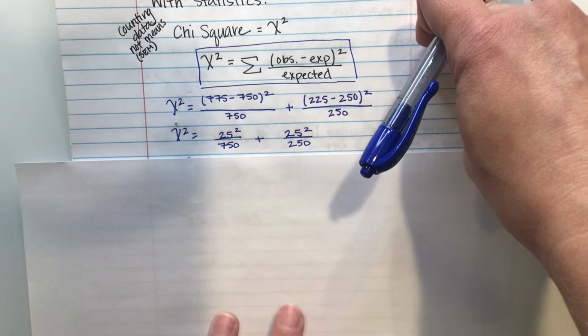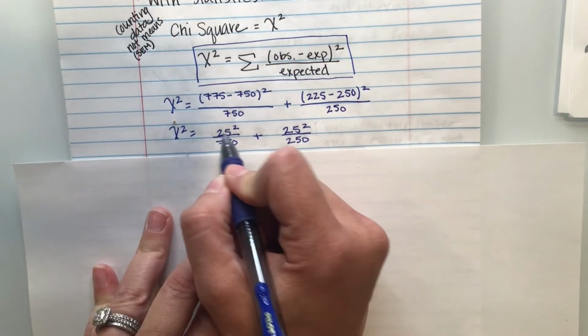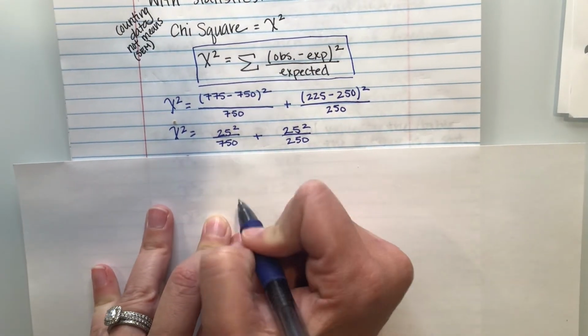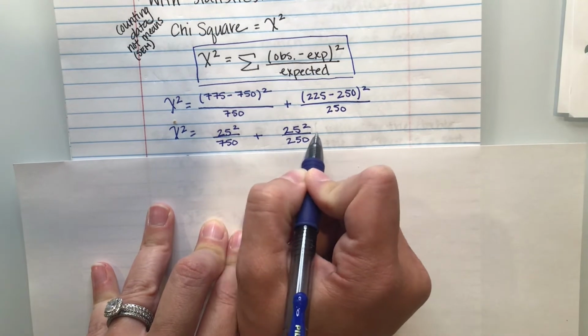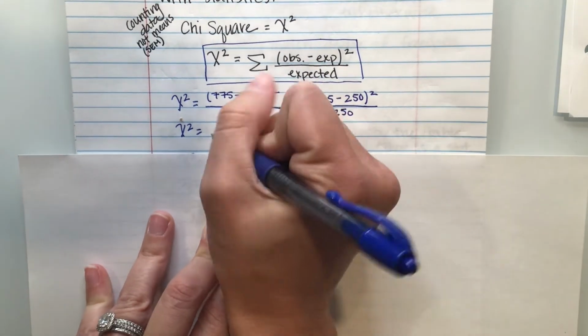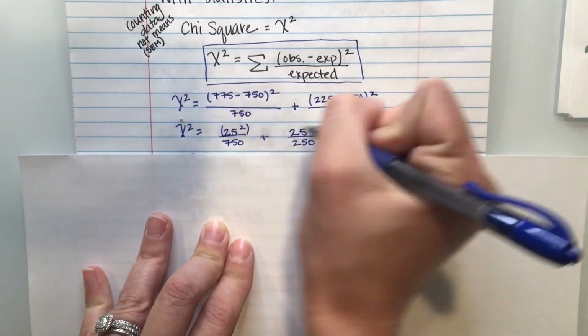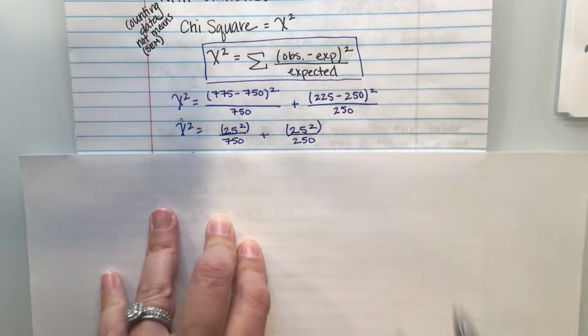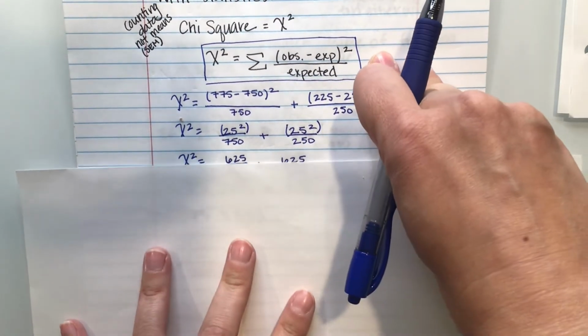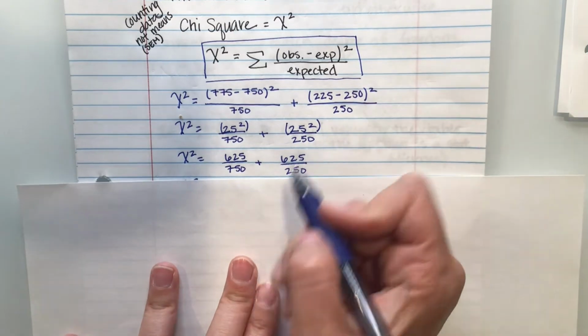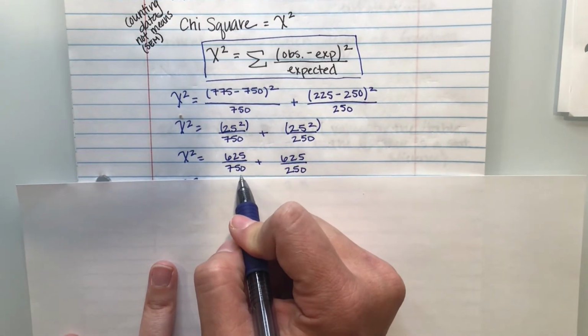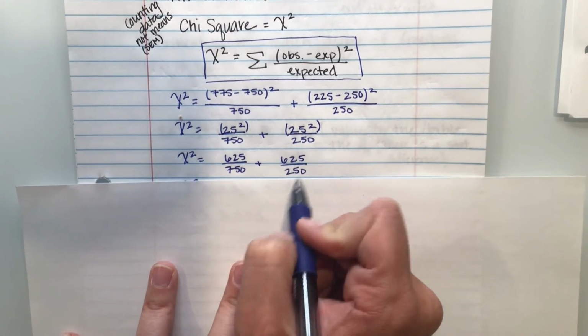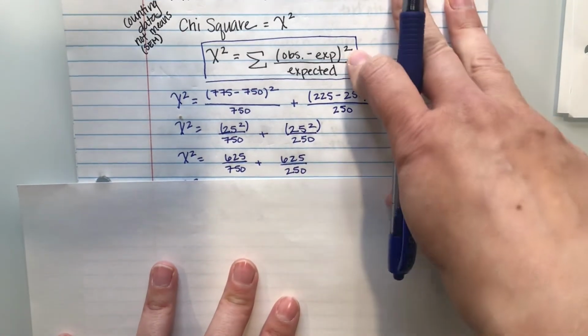So I go ahead and simplify. This becomes 25 squared divided by 750, and 25 squared divided by 250. Wouldn't hurt to put these in parentheses. Make sure we do that first. Go ahead and simplify again. That gives me 625 divided by 750 plus 625 divided by 250.